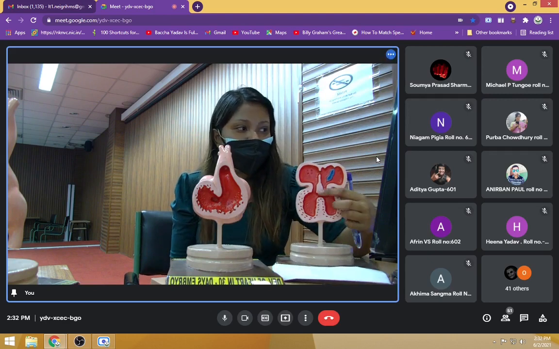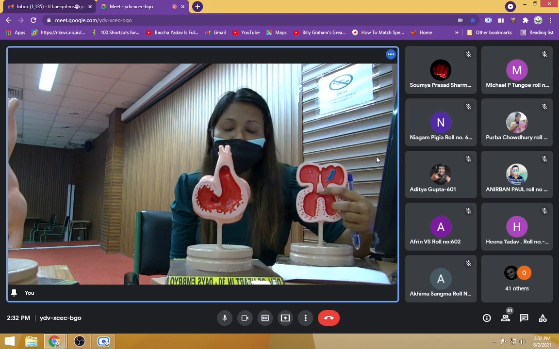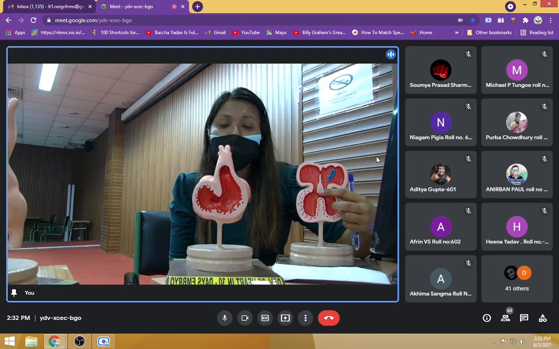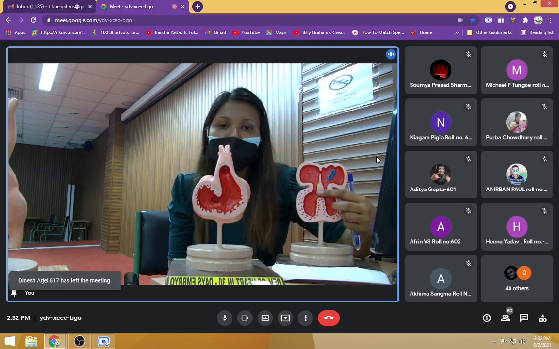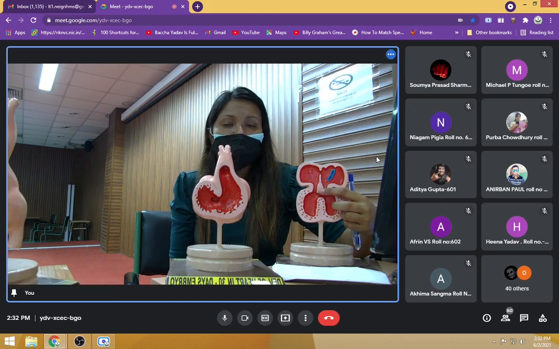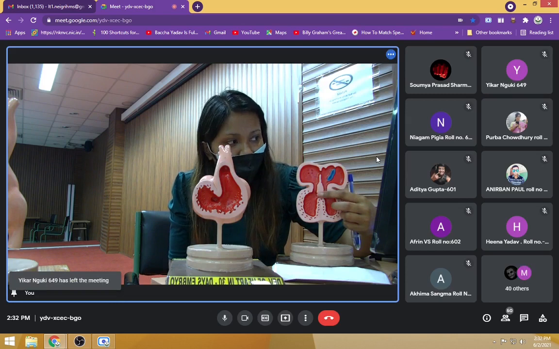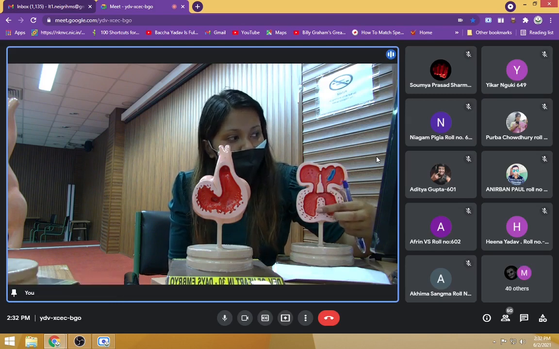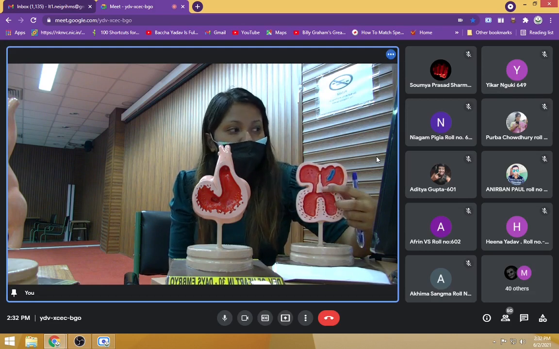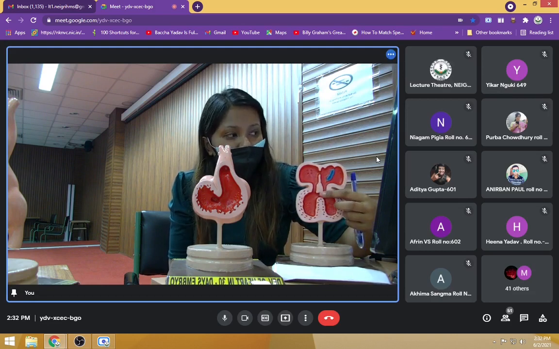Secondly, this AV cushion is also known as septum intermedium. In some books it is mentioned as septum intermedium. So some cells from the AV cushion come downward, towards the muscular part. This is the muscular part of the interventricular septum. Some cells of the AV cushion come downward.